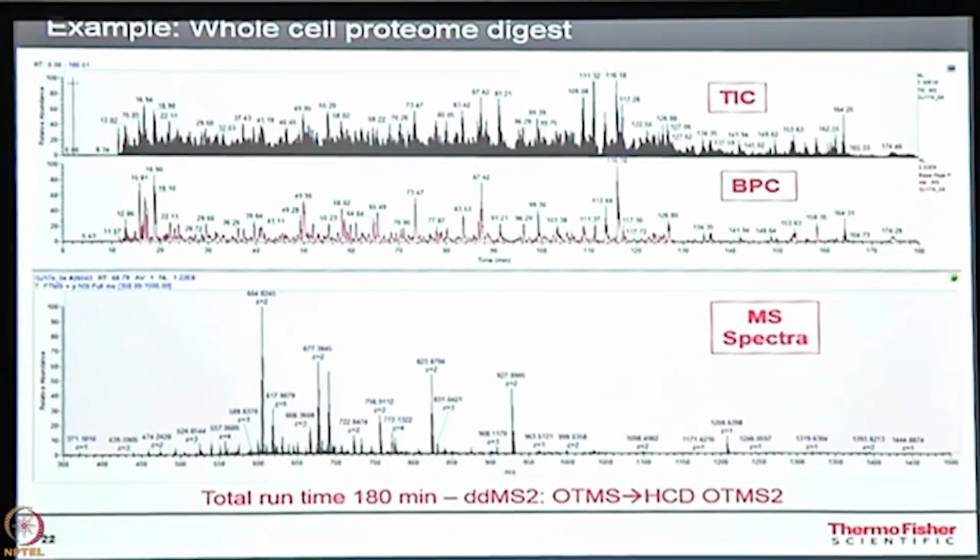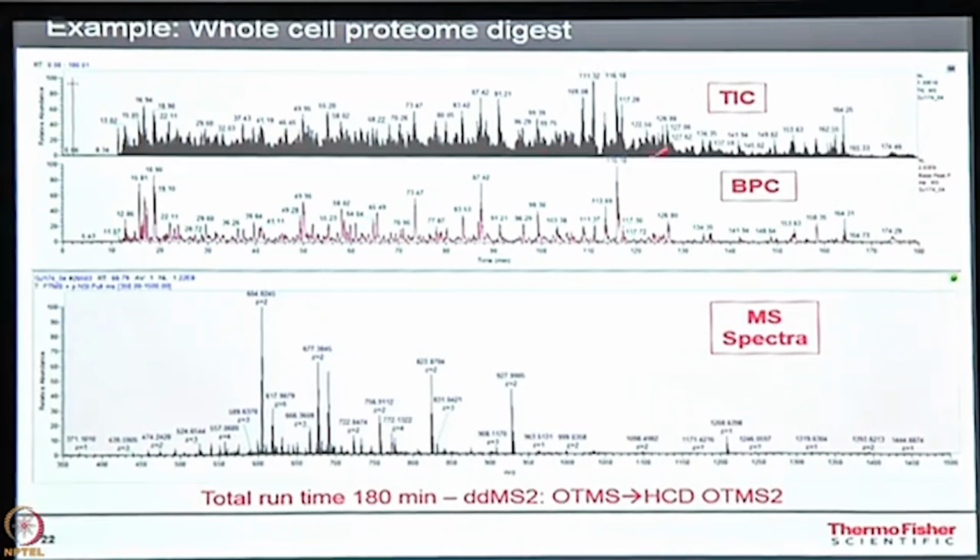It's a whole cell lysate. So the first window tells the TIC, total ion chromatogram. Like in HPLC, you are getting a UV chromatogram. Here, on the basis of total ions, it will make a chromatogram. So that's why it's called the total ion chromatogram. The second window is called the BPC, base peak chromatogram, on the basis of the highest intensity peak for each retention time. So that is called the base peak chromatogram.